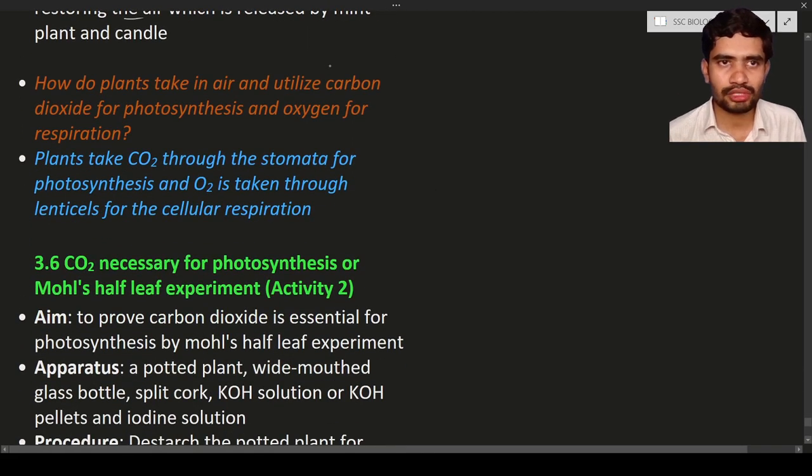So here is one question: how do plants take in air and utilize carbon dioxide for photosynthesis and oxygen for respiration? So just now we have discussed the stomata. The stomata are tiny holes or pore-like structures on the stem and also under the leaf. They are used for the exchange of gases: carbon dioxide is taken in and oxygen is given out. So this is about photosynthesis.